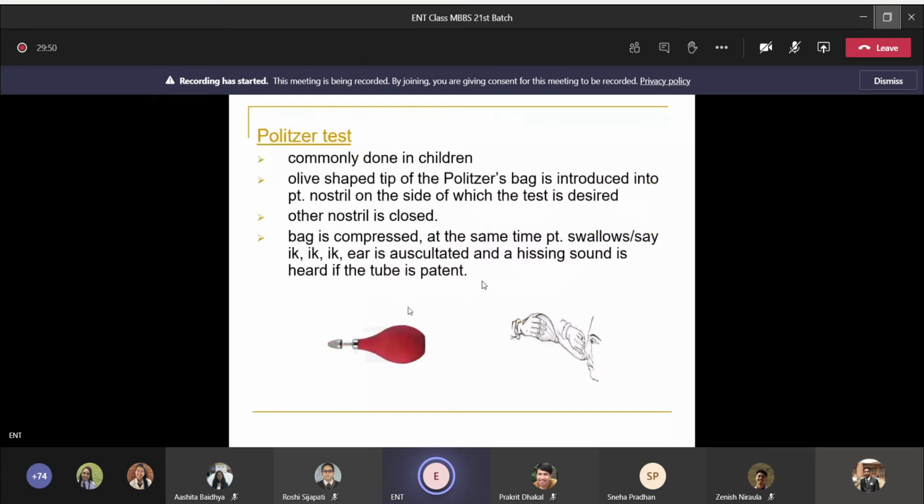Another one is the Politzer test. It is commonly done in children. The olive-shaped tip of the Politzer bag is introduced into the patient's nostril on the side on which the test is desired, and the other nostril is closed. The bag is compressed at the same time as the patient swallows or says ik, ik, ik, and air is auscultated. If a hissing sound is heard, then the tube is patent.